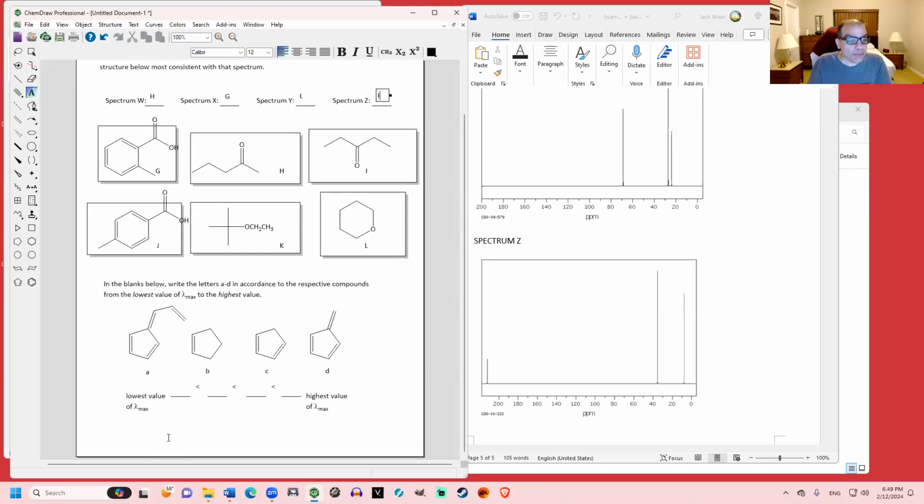The next one refers to the little bit of ultraviolet and visible spectroscopy that we did on the first day of class. And what you need to know is the more conjugated double bonds are in the molecule, the longer the wavelength of maximum absorption is. Longer wavelength, lower energy. And so the highest value of lambda max would be for the most conjugated compound. The lowest value would be for the least conjugated compound.